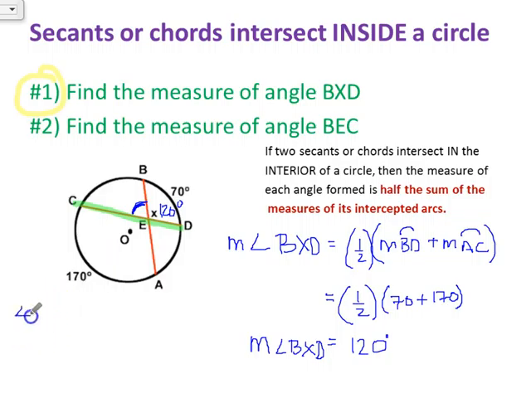So the angle measurement of BEC plus 120 is going to equal 180 degrees. So if we just take 180 degrees, subtract out that 120, that leaves the measurement of angle BEC to be 60 degrees.